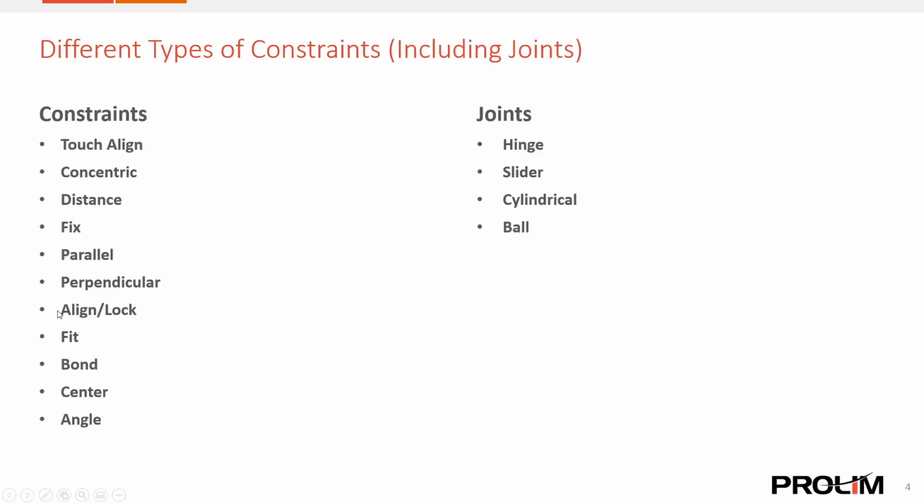Now we're going to talk a little bit about different constraint options that you have within NX. The ones we're going to go through today are touch line, concentric, distance, fix, parallel, perpendicular, align lock, fit, bond, center, and angle. And then we're also going to go over joints, which are kind of like hybrid constraints that do multiple constraints at once without having to create those different constraints. And those four are hinge, slider, cylindrical, and ball.